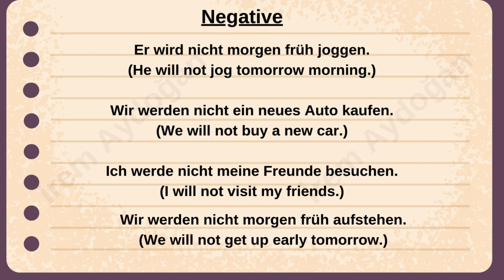What if I want to answer this? How can I do that? Er wird morgen früh joggen, it's the positive. Er wird nicht morgen früh joggen, this is the negative. Wird er morgen früh joggen? This is the ja, nein, Frage. And the answer is: ja, er wird; nein, er wird nicht.